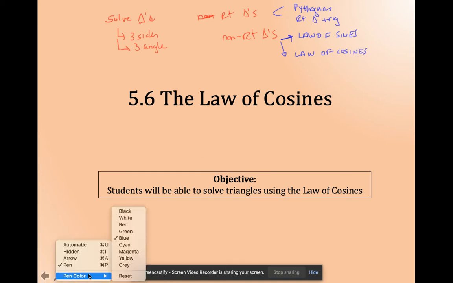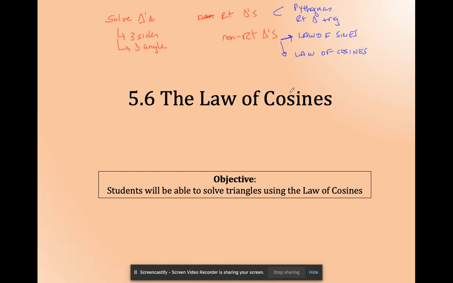So obviously, when do I use Pythagoras or the right triangle trig? It's when I have a right triangle. The law of sines or the law of cosines is when I have non-right. So I need to remember, when did I use the law of sines? We used the law of sines when we had two angles and a side in between them, or we had two angles and a non-included side.